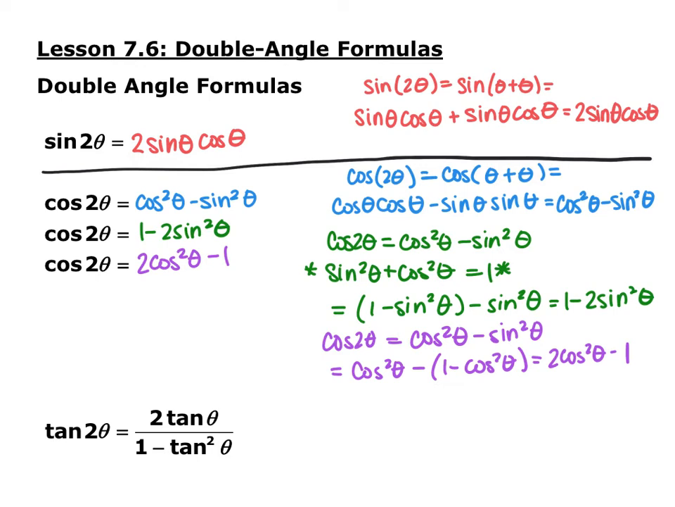And then using this same idea, you can find the double angle formula for tangent. So tangent of 2 theta is equal to 2 tangent theta divided by 1 minus tangent squared theta.